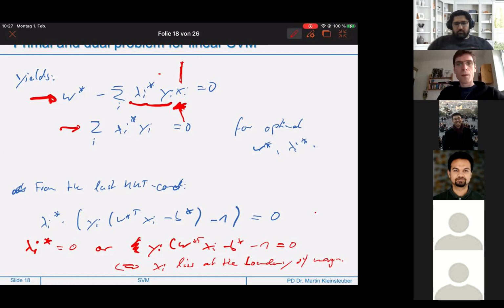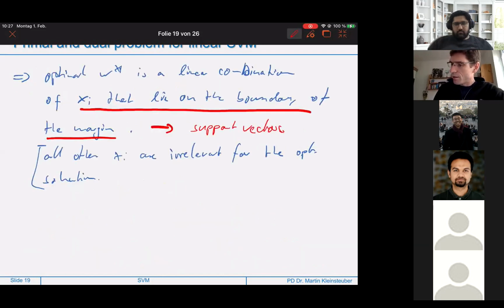But you're right. The lambda i's are positive, and the yi determine whether the sign is positive or negative in which this linear combination is happening. Okay, thank you. You're welcome. So this is why this support vector machine has its name. So can we use now these equations to derive a way of finding the desired optimal hyperparameters? Yes, we can.